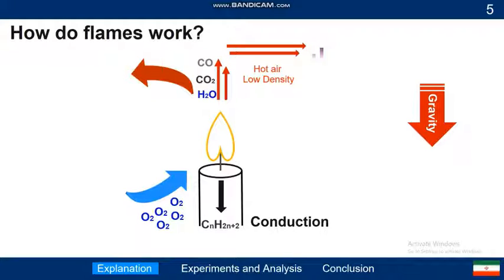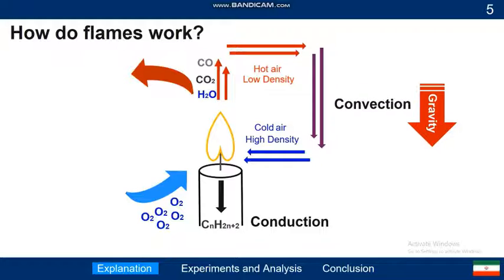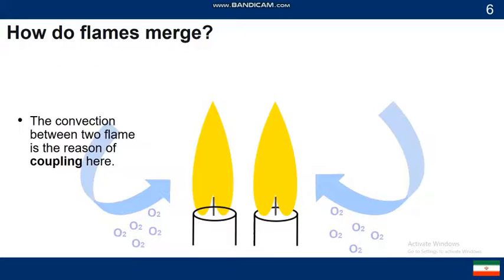And at the top of the flame, there is hot air with low density, but as time passes, it gets colder and colder, and because of the convection flow and gravity, it comes down. So we call it convection. Here we have radiation, because every hot thing has radiation.